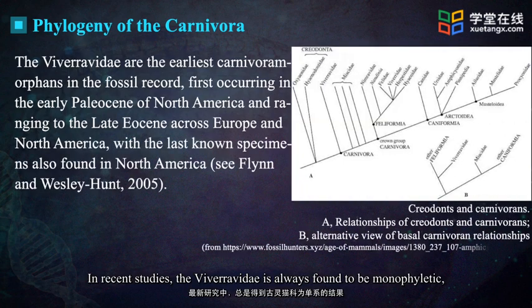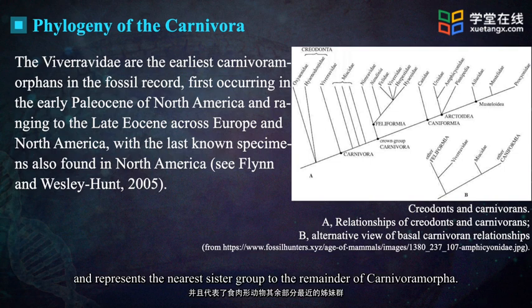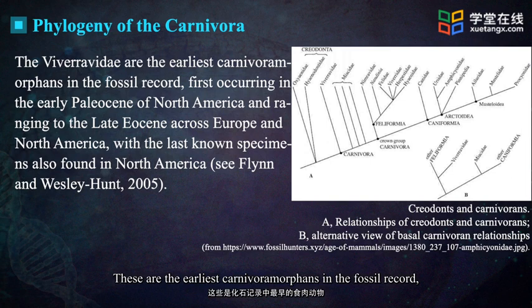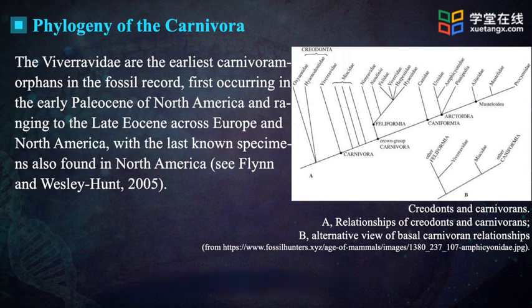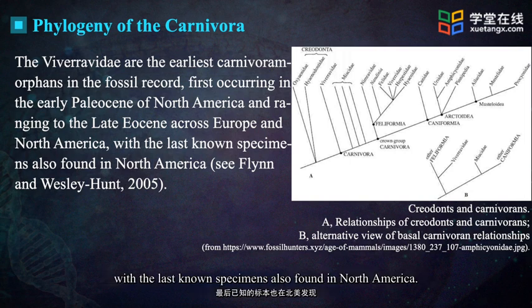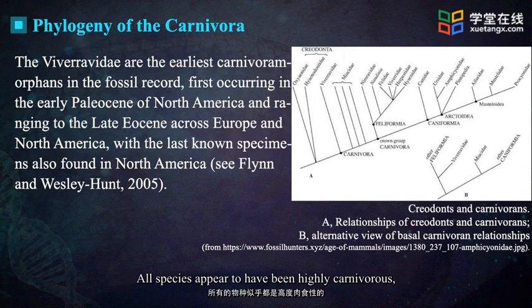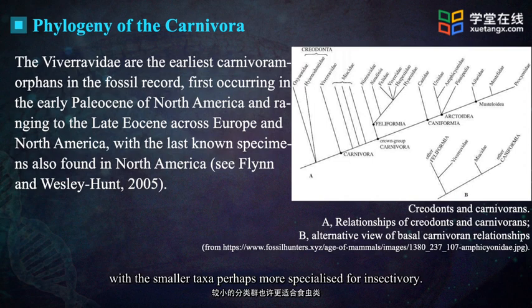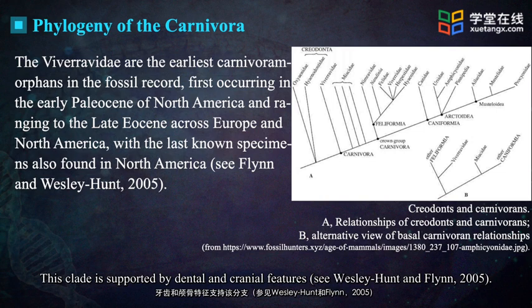In recent studies, the Miacidae is always found to be monophyletic and represents the nearest sister group to the remainder of Carnivoromorpha. These are the earliest carnivoromorphans in the fossil record, first occurring in the early Paleocene of North America and ranging to the late Eocene across Europe and North America, with the last known specimens also found in North America. All species appear to have been highly carnivorous, with the smaller taxa perhaps more specialized for insectivory. This clade is supported by dental and cranial features. See Wesley-Hunt and Flynn 2005.